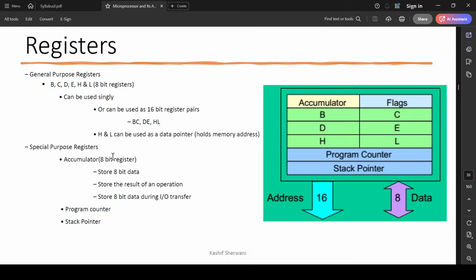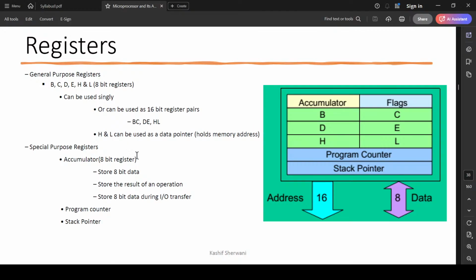Special purpose register. So accumulator is the name of a register. The general purpose ones were B, C, D, E, H, and L. H and L can be used as a stack pointer or data pointer. BCDE can be used 8-bitly and 16-bitly.